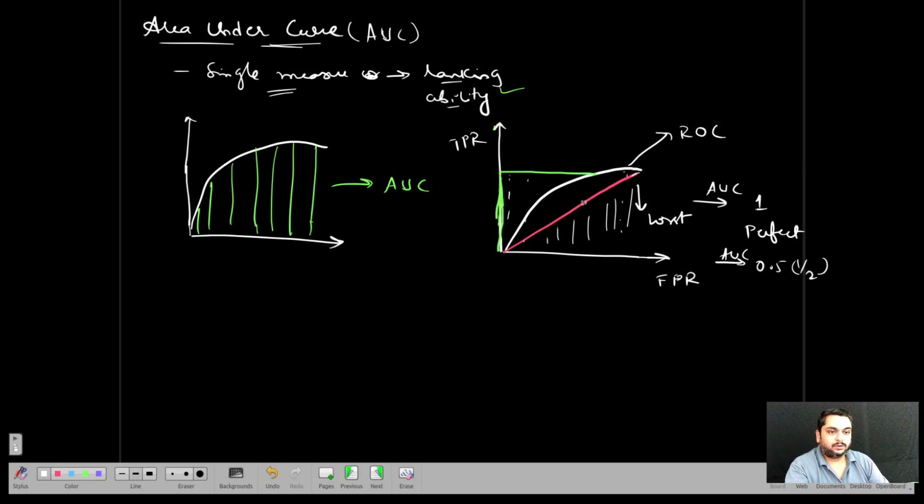Now what is our goal? Our goal is that this ROC curve should move this side for a better model. That is the concept of AUC. So you would fix your threshold such that it moves toward these lines. Okay, that is the concept of area under curve.